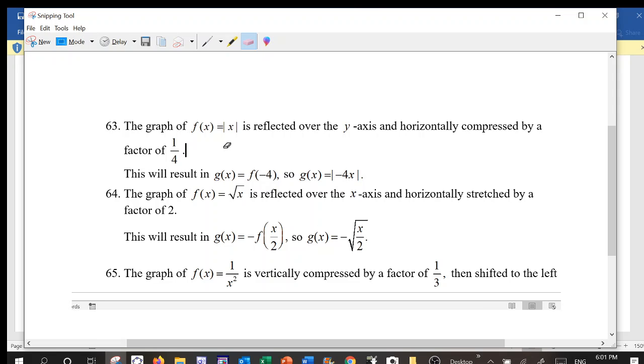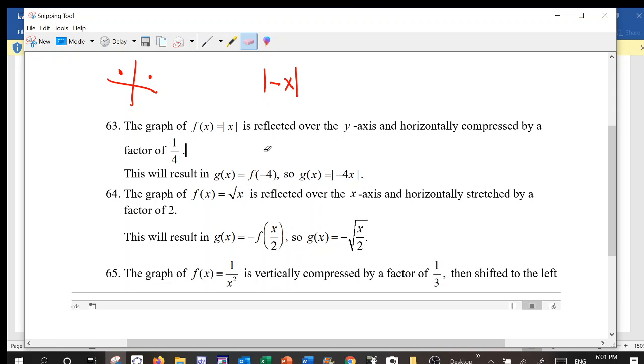Okay, so the graph of absolute value of x is reflected over the y-axis. Now, if you reflect a point over the y-axis, you have to change x to negative x, right? So that's the first change. We have to do that. That's what this says. Reflect over the y-axis. And horizontally compress by a factor of what? 1/4.